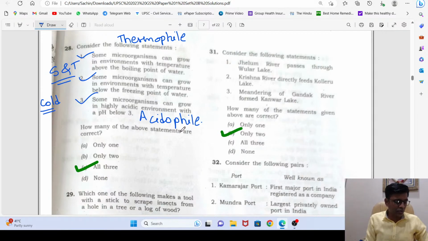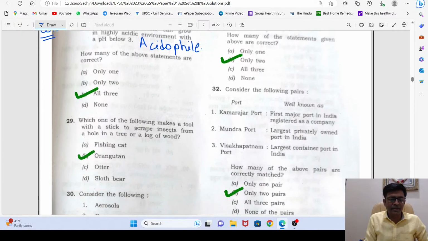Okay. So this is a question purely from the science and technology. We are going ahead, very basic, science and tech, but very basic.